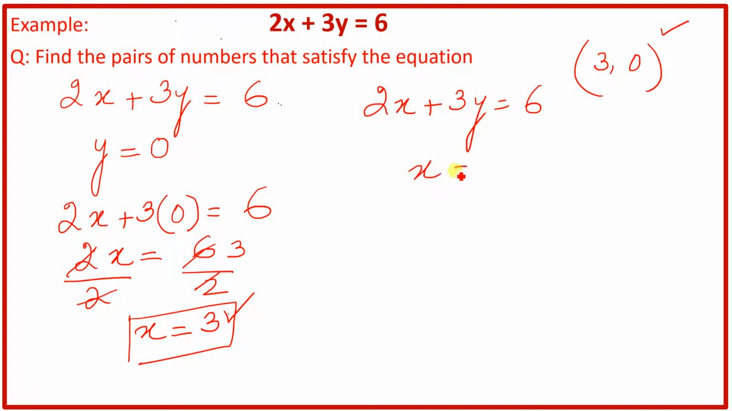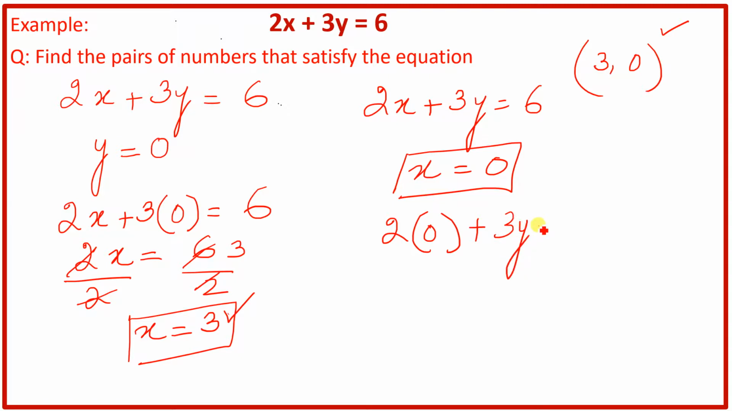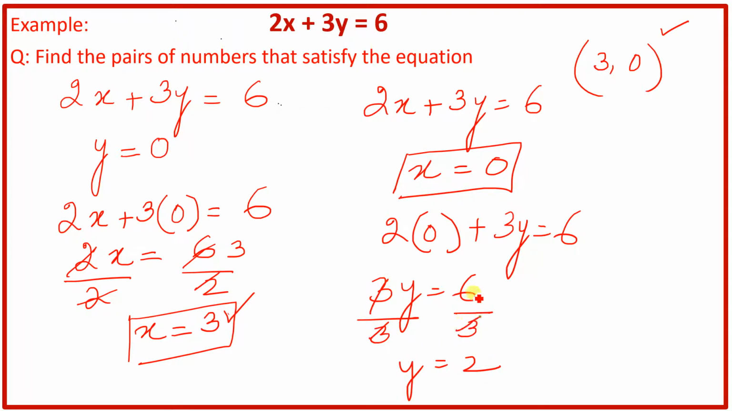Now if I say put x is equal to 0, so 2 into 0 plus 3y, we can solve it very easily for y, and then divided by 3, so y is equal to 2. So the second solution pair is, again you have to write down the value of our x coordinate first, 0 and 2. So these are the solution sets, right? You can have as many solution sets as you want. Put any arbitrary value here.